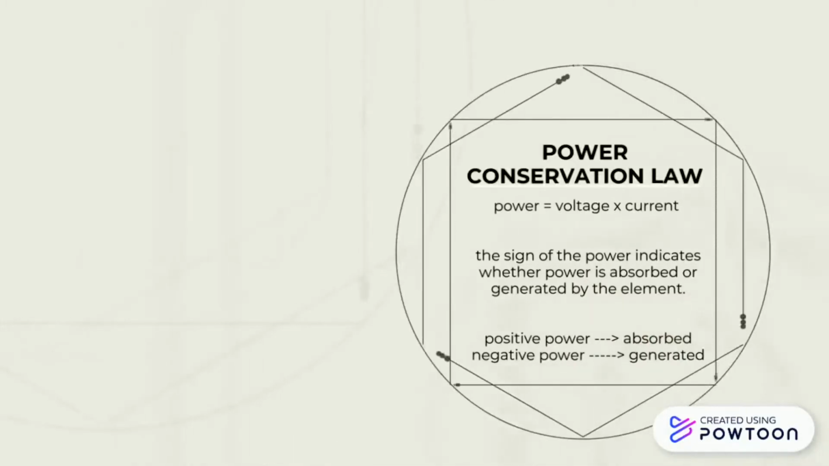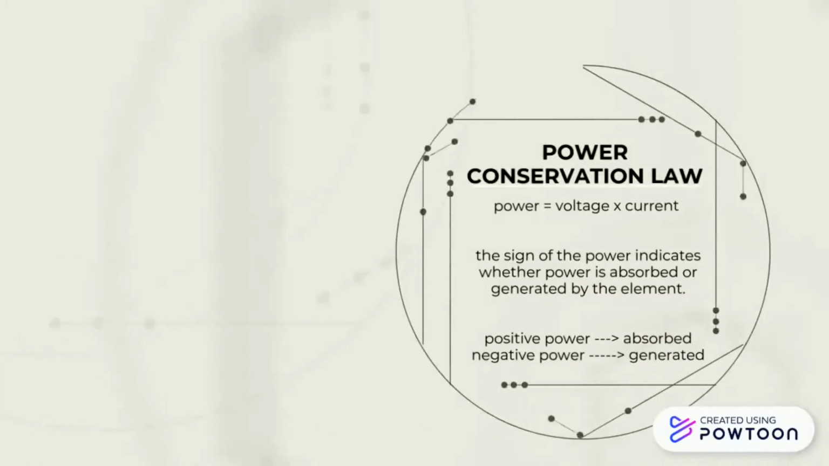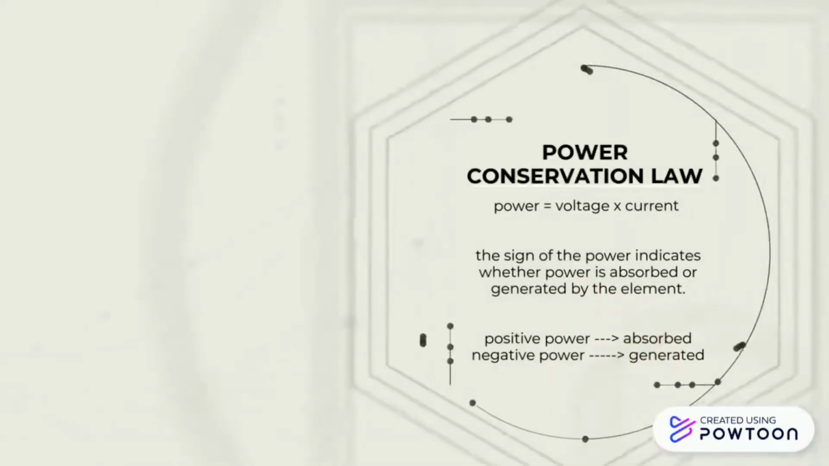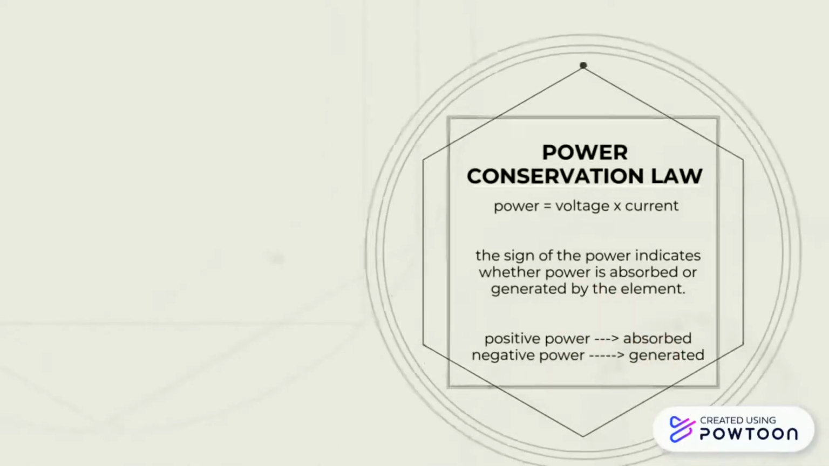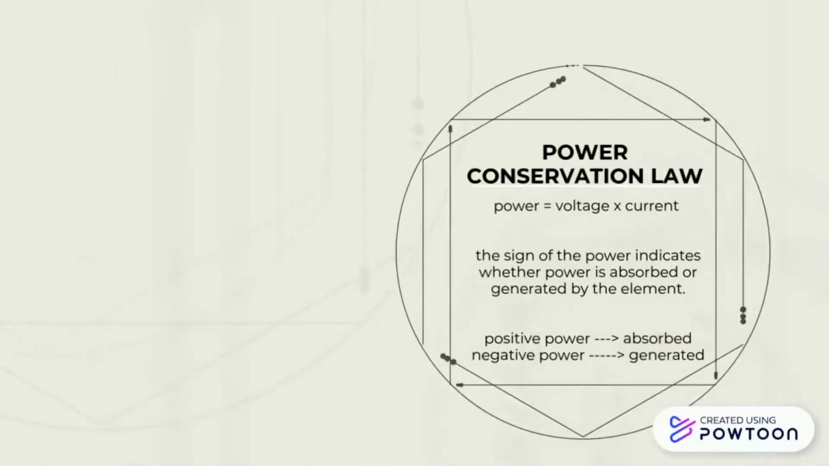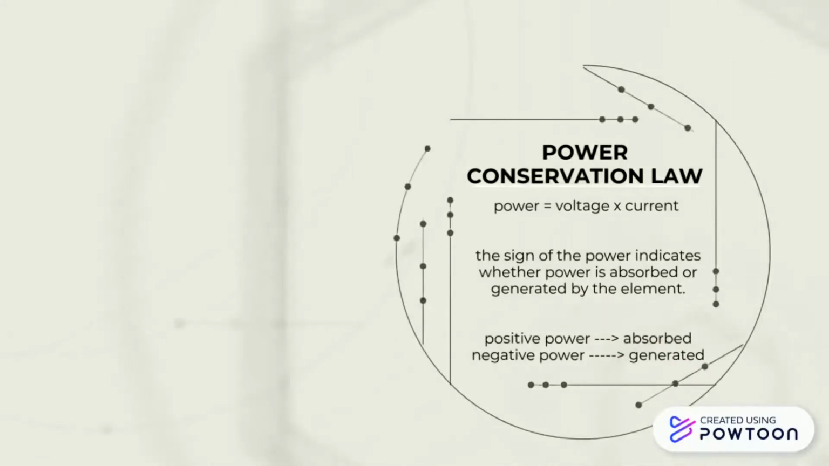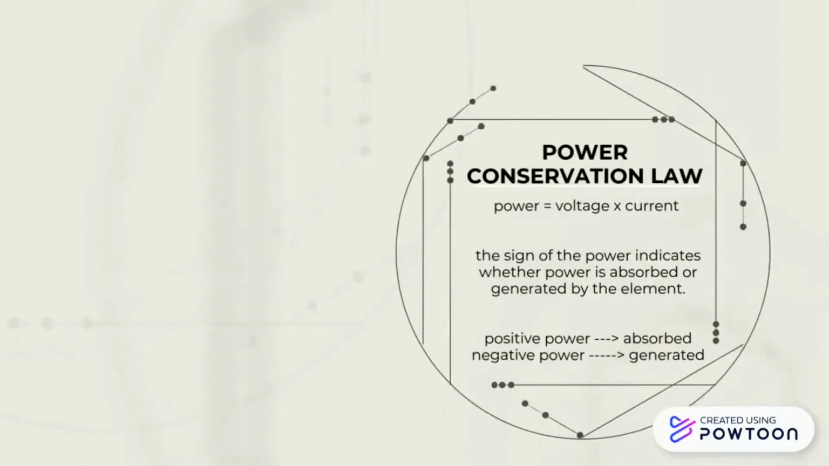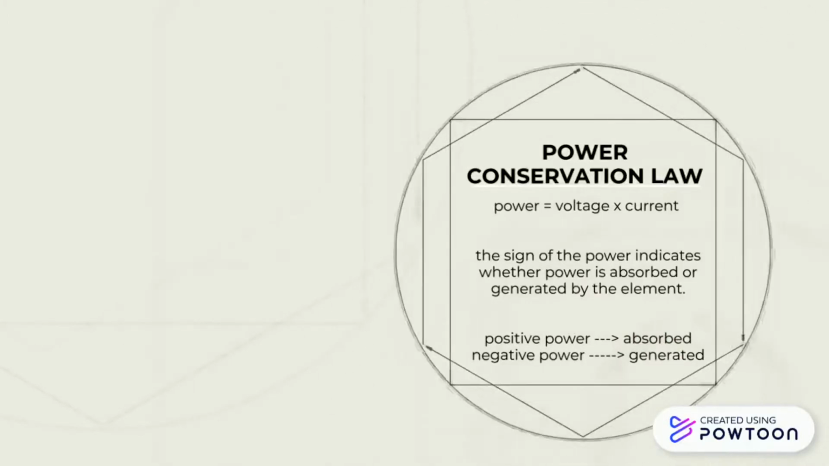Firstly, the basic definition relative to electric power: the power is given by voltage multiplied by current. The sign of the power indicates whether power is absorbed or generated by the element. If the power is positive, the element is absorbing power. If the power is negative, the element is generating power.